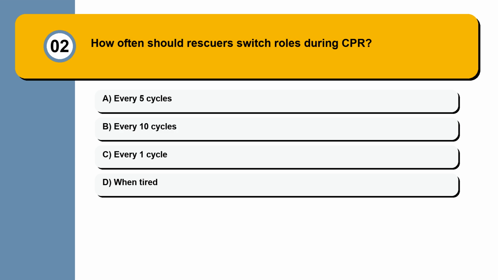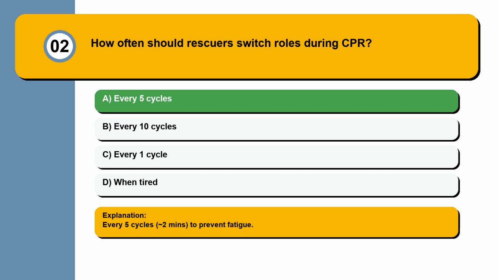Question 2. How often should rescuers switch roles during CPR? Every 5 cycles, every 10 cycles, every 1 cycle, when tired. Every 5 cycles, 2 minutes, to prevent fatigue.